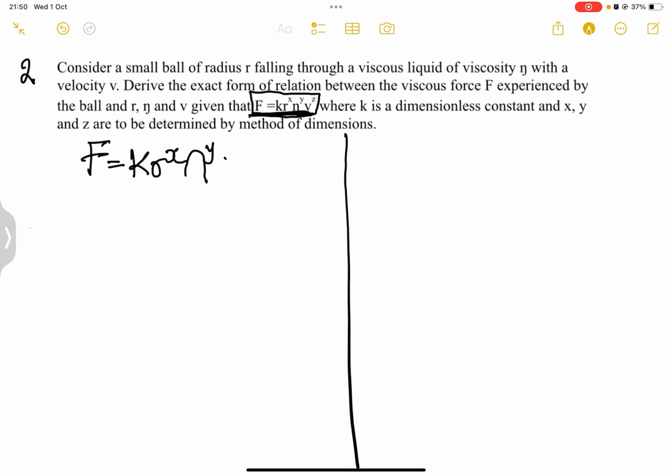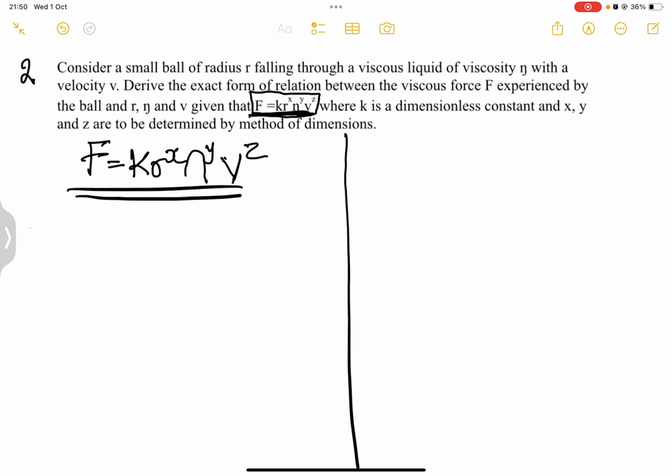Let me just put that N. You have your v raised to power y. K is a dimensionless constant, and x, y are determined by. Okay, that's v. I shaded too much. That's v. Good. So this is our relationship.